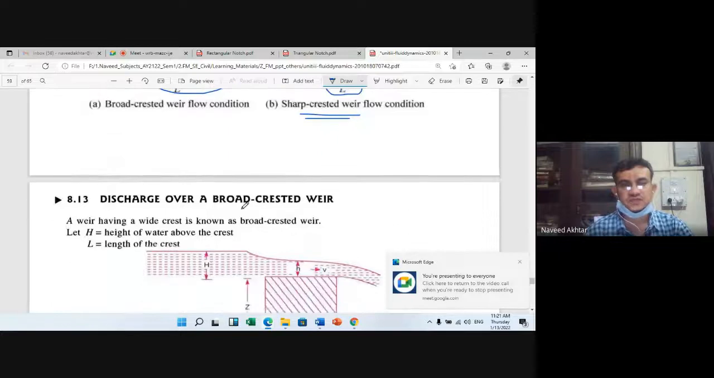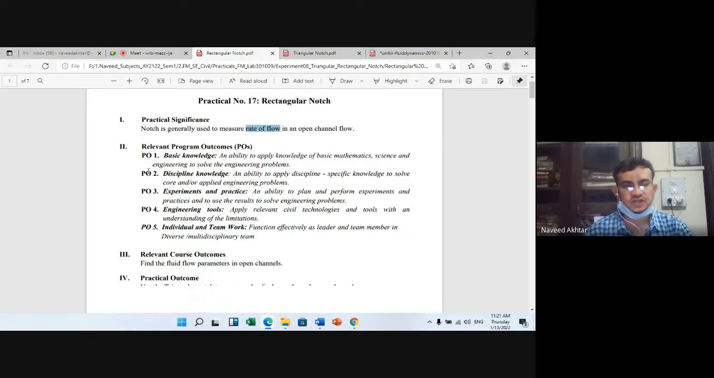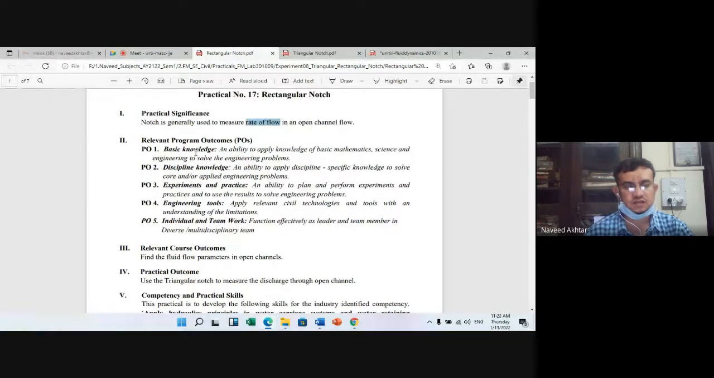Okay. Now we will come to our practical part. A rectangular notch is generally used to measure the rate of flow, and rate of flow means the discharge in open channel flow. Okay. So to find the discharge, we generally provide notches, in laboratory or practically, we are providing the weir that may be narrow or broad crested.